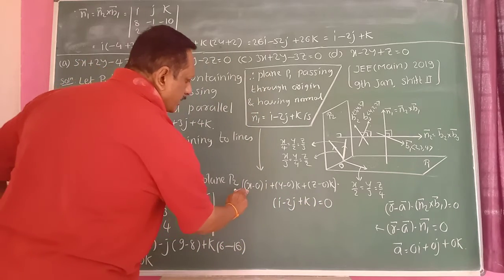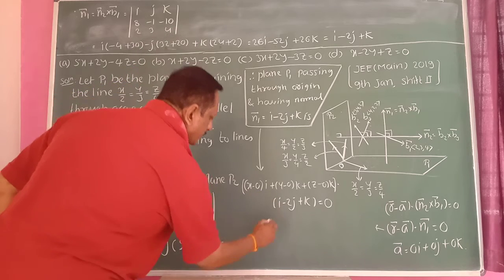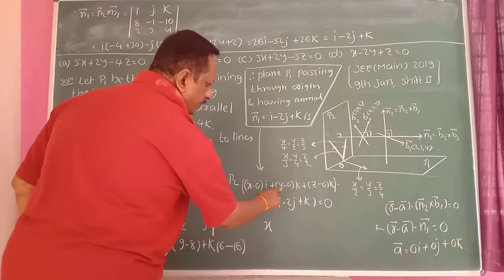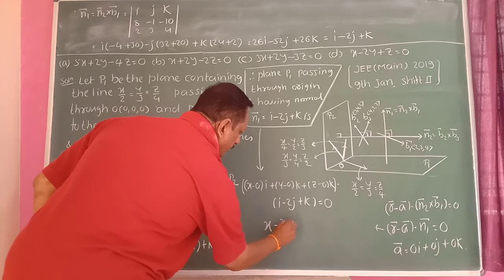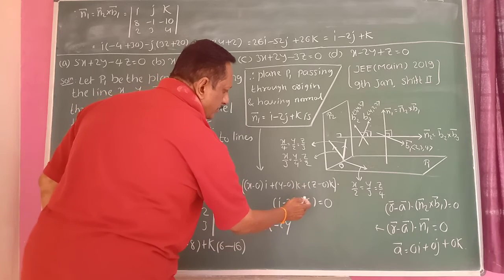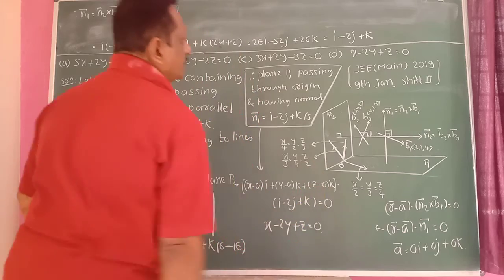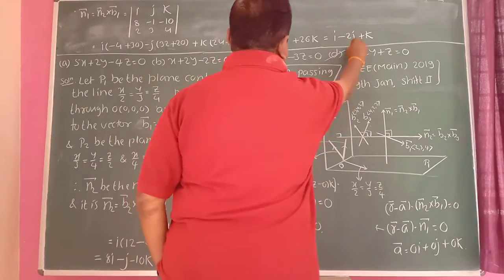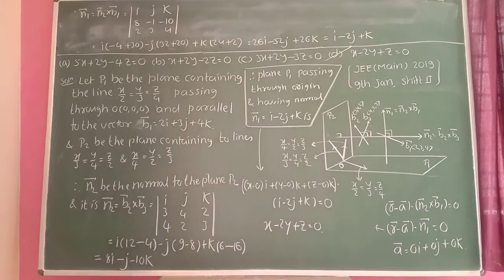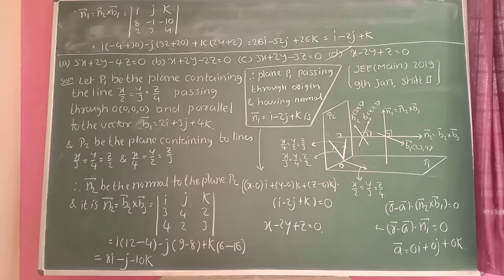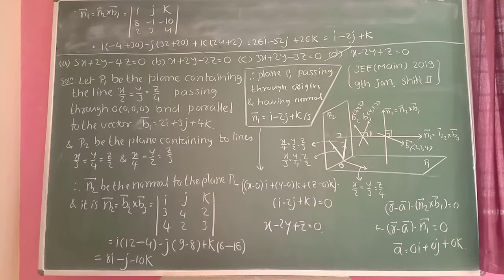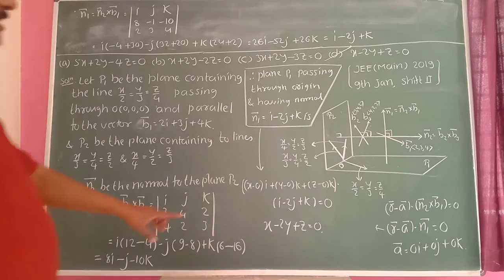So the dot product is x into 1 becomes x, then y into minus 2 is minus 2y, and z into 1 becomes plus z, equal to 0. Hence, the fourth option is correct: x minus 2y plus z equal to 0. Otherwise, a very simple method here. First you find this normal.